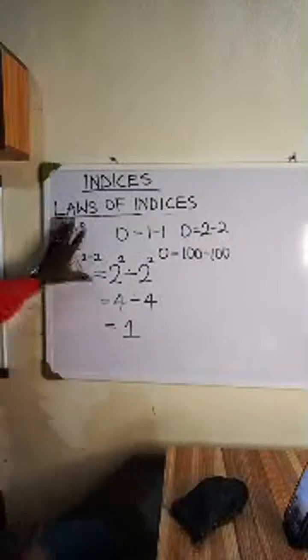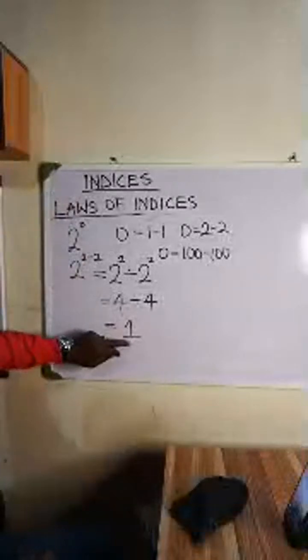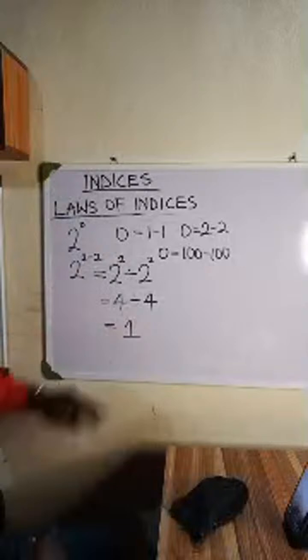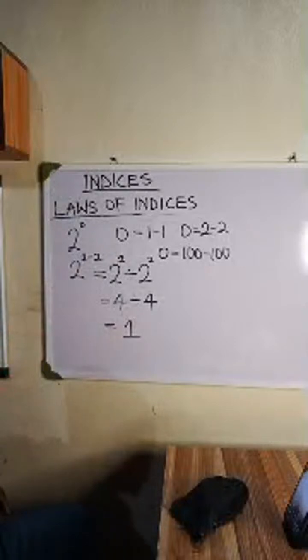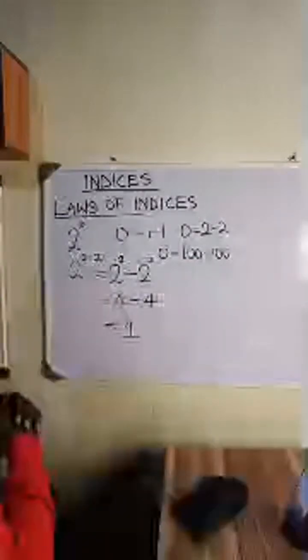So now we've proven that any number to the power of 0 will be equal to 1. Right? So now let's solve one question.